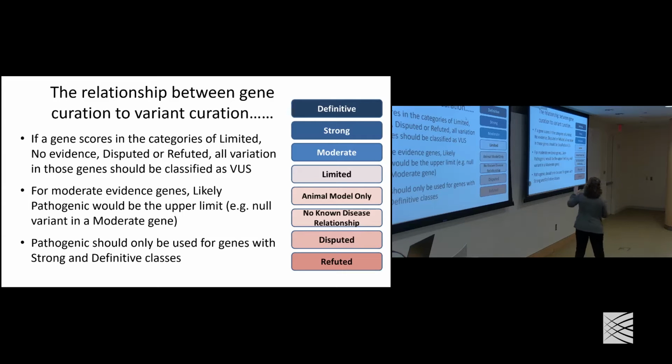And one thing I want to point out that I sort of alluded to at the beginning is that if a gene scores in the categories of limited, no evidence, disputed, refuted, all variation in those genes must be classified as VUS. You actually can't even classify it as benign or likely benign, because again, that implies an association with disease for which it is not associated, right? So it's just uncertain.